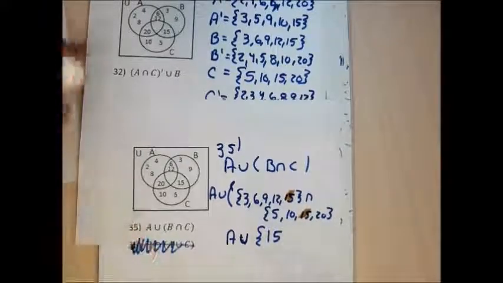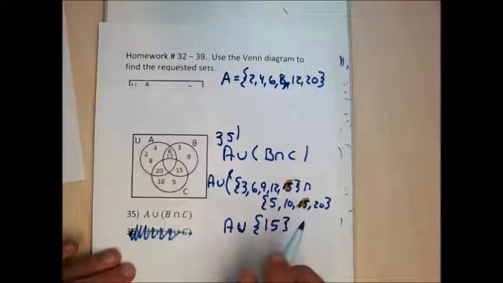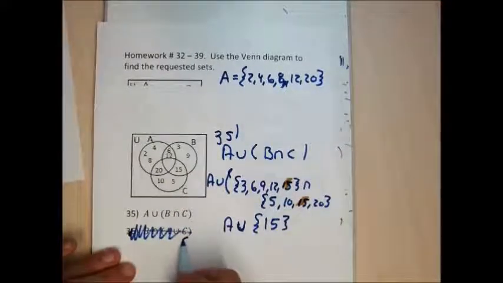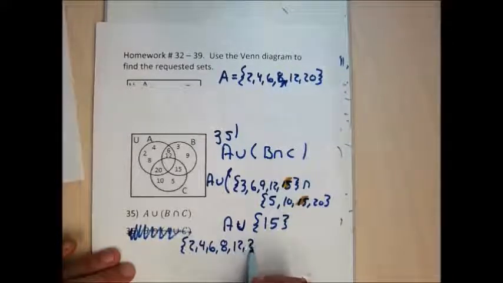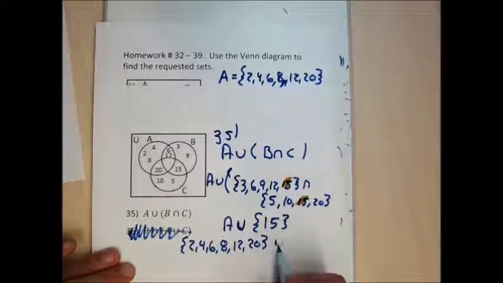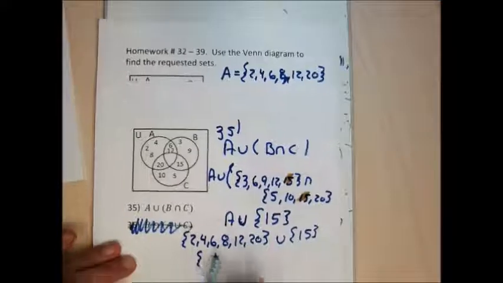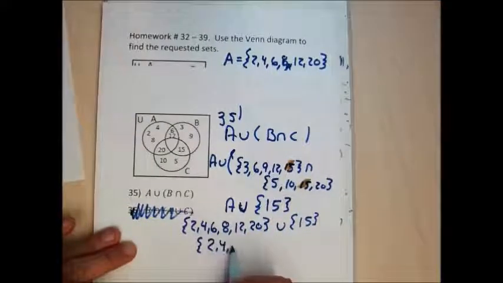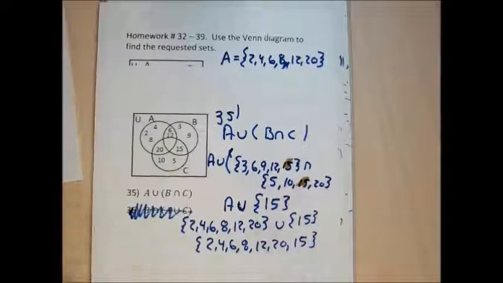Now I want to union that with set A. And so I'm going to replace A with what it's equal to. So I'm going to make this A, which is 2, 4, 6, 8, 12, and 20. And I'm going to union that with the set containing 15. This is a nice union because there's nothing in common. So I'm going to take the first set, followed by the second set. I'd throw out any duplication, but there isn't any duplication.